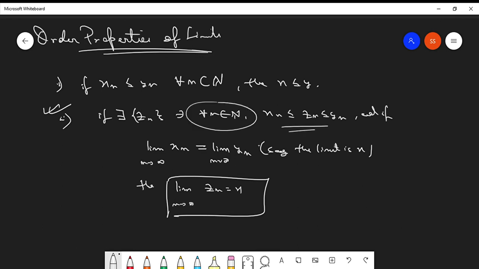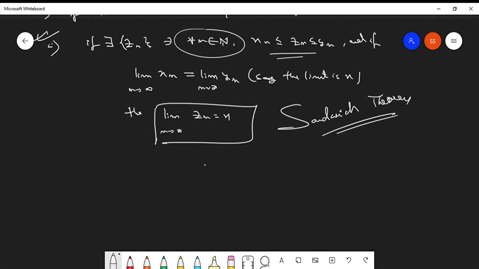This is called the sandwich theorem. Very important. Often this is used to solve some important limit proofs. Sandwich theorem is often required. So is this part understood?